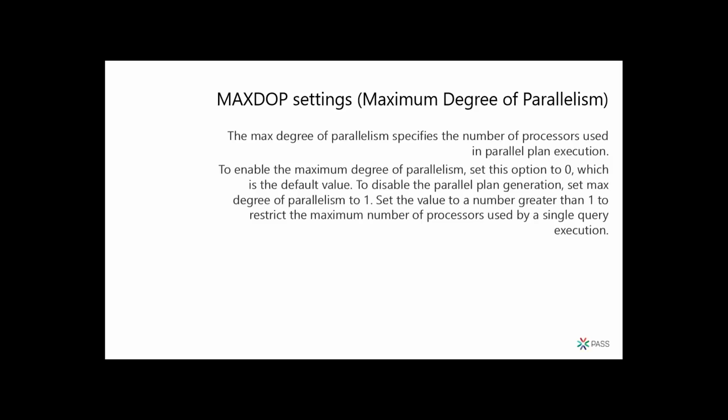Max drop feature, maximum degree of parallelism. Max drop parallelism is a specific number of processors used in a parallel plan execution. Actually, whenever a query is running, that query will create a plan for how the query will be executed. In the September session, one of our speakers discussed in detail the query plan and how the query plan will be selected. And maybe a single SQL statement may have multiple query plans.